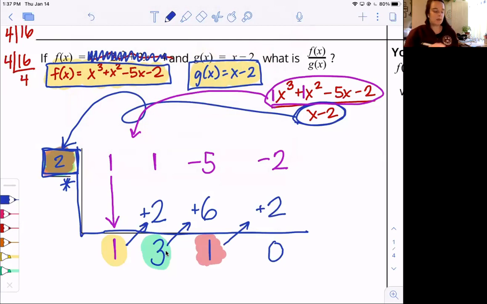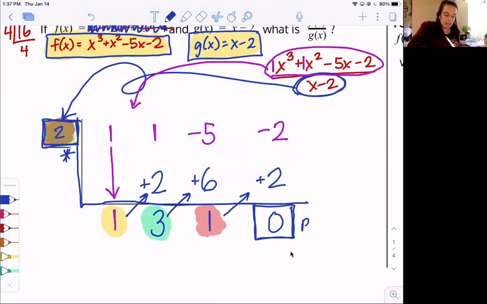I know that I'm done because I've run out of coefficients at the top. I don't have any coefficients left. So I know this is my last number. I'm going to put a box around my last number here. That last number right there is my remainder. If you like saying things out loud, say remainder out loud. Remainder. So we have our remainder.